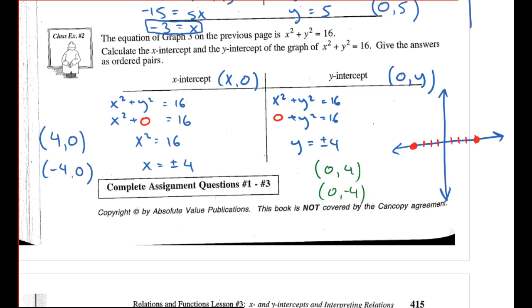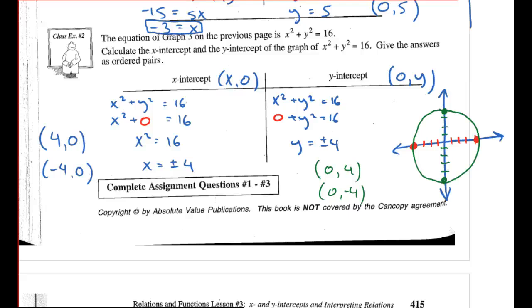So 0, 4 would be again 1, 2, 3, 4, because the 0 is right on there. We don't go left or right, it's just up and down. 1, 2, 3, 4. And you'll see what we actually graph is a circle. Do my best here to make a good circle. So anytime you see an x squared and a y squared in an equation, you're going to get some sort of a circle or elliptical shape.